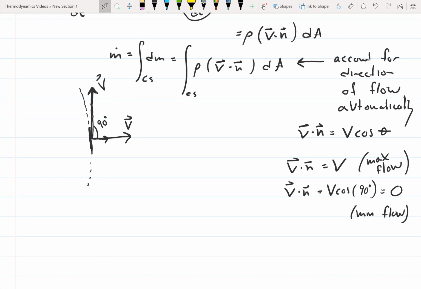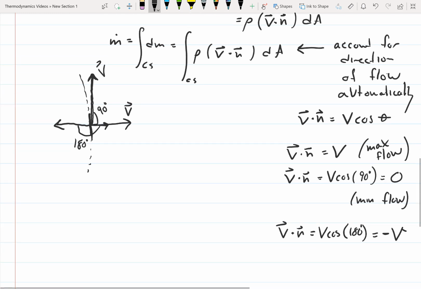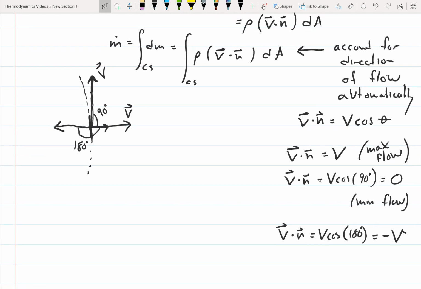And then, let's say that the angle is 180 degrees, so theta is 180. Then V dot N is equal to V cosine 180. The cosine of 180 is negative 1, so this is going to be equal to negative V, the velocity. So this is basically saying that there's flow into the control volume, or basically it's in the opposite direction of whatever it is we're considering.